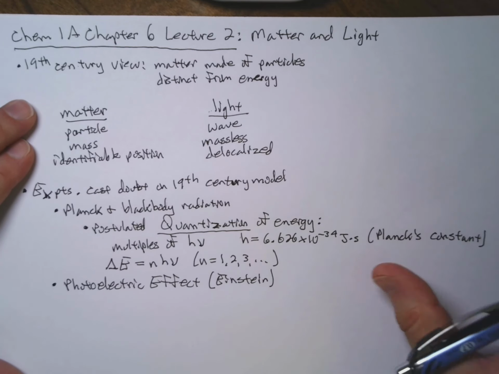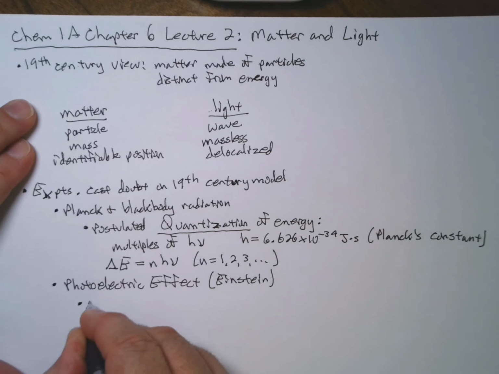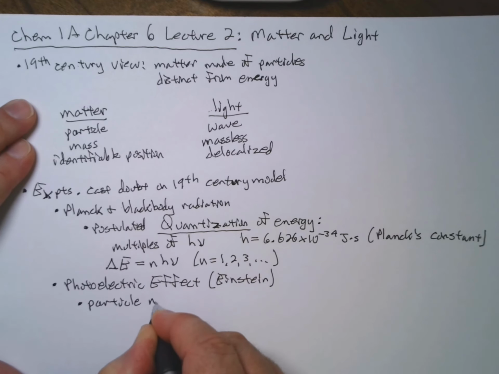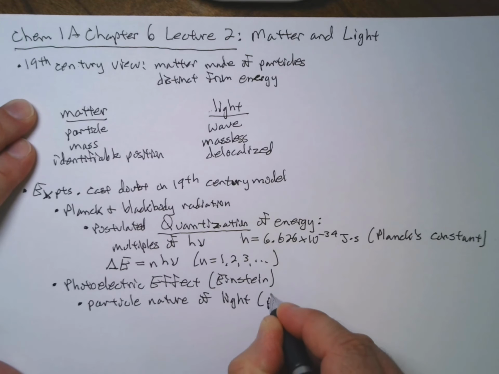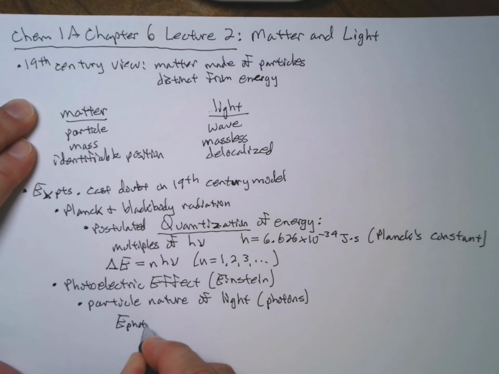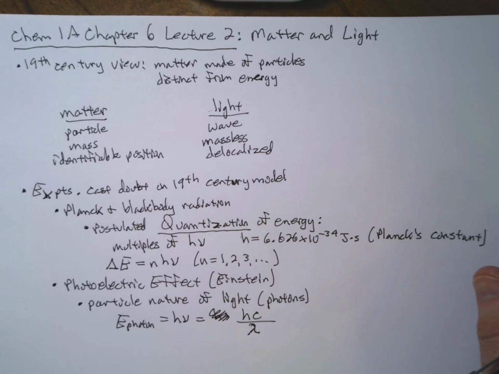So Einstein proposed a particle nature for light, which are photons. And the energy of a photon equals h times nu. Hey, what do you know? It's the same as Planck's quantization here. And then that equals hc over lambda. Because remember our inverse relationship between frequency and wavelength.